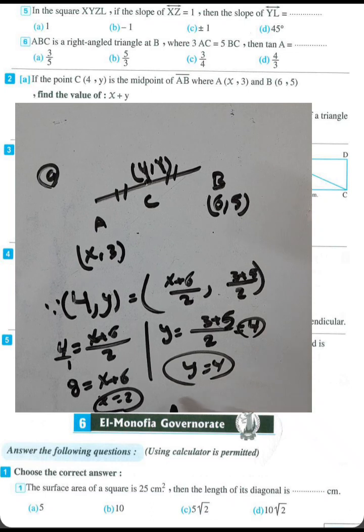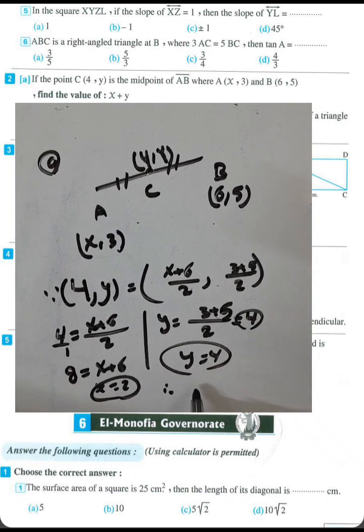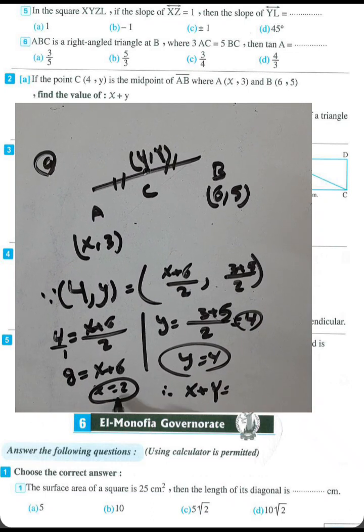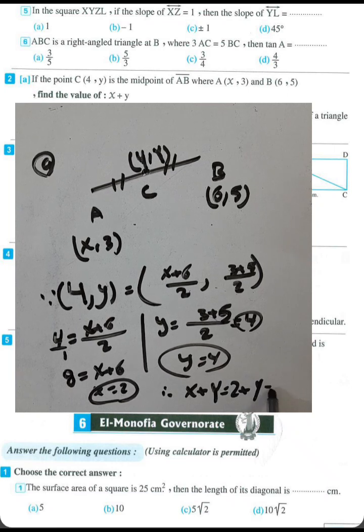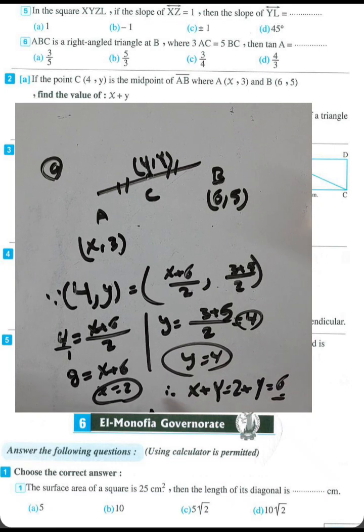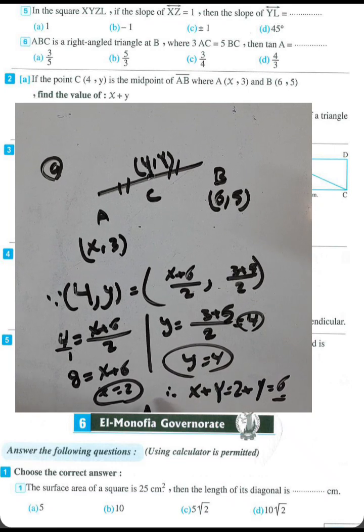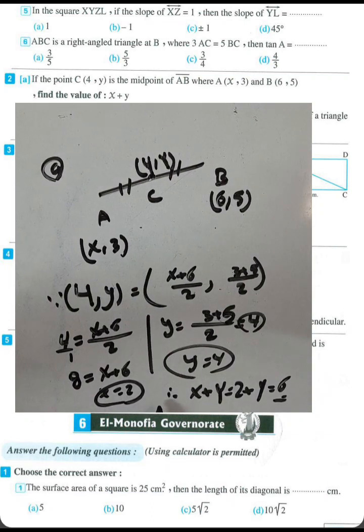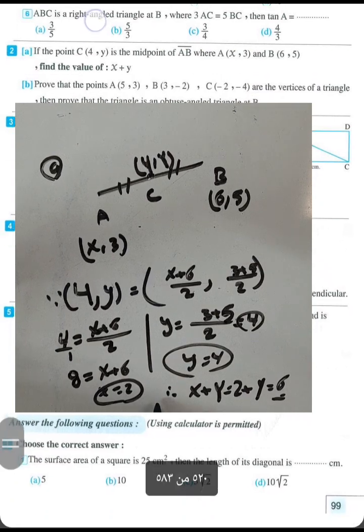Then we want to find the sum of X and Y. X plus Y, X equals 2, and Y equals 4. 2 plus 4 equals 6. The sum of them will be 6. Okay, understood? Question number 2, the sum of them will be 6. Now we will solve question letter B of question number 2.